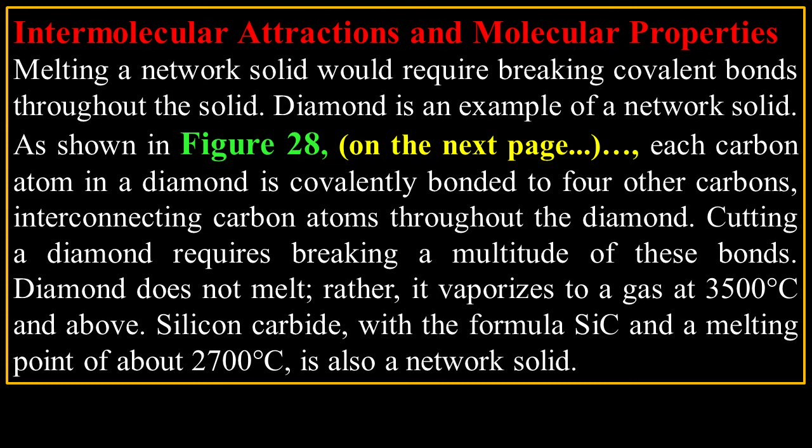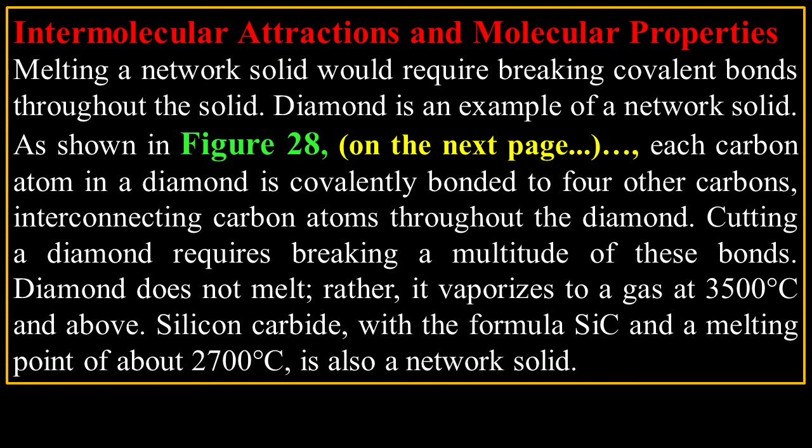As shown in Figure 28, each carbon atom in a diamond is covalently bonded to 4 other carbons, interconnecting carbon atoms throughout the diamond. Cutting a diamond requires breaking a multitude of these bonds. Diamond does not melt, rather it vaporizes to a gas at 3,500 degrees Celsius and above.